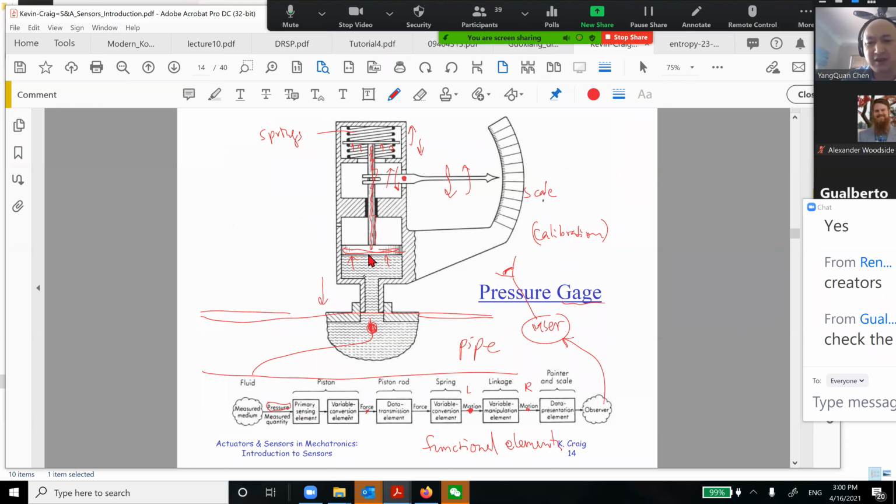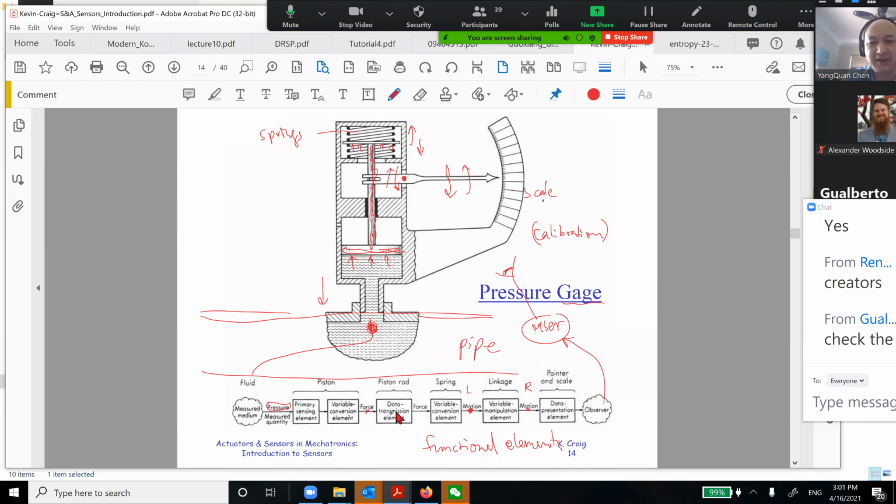This is the piston. It's called the primary sensing element, okay? It also serves as a variable conversion element, meaning I convert my pressure to force here. Then this force will go through a data transmission element. In this case, it's a piston rod. And with the piston rod, you have force.